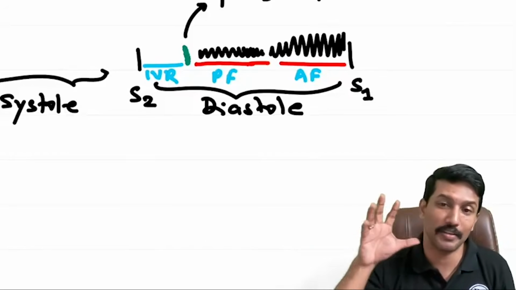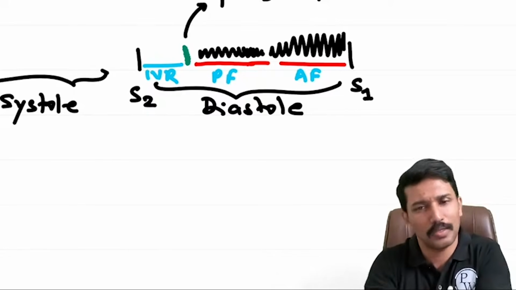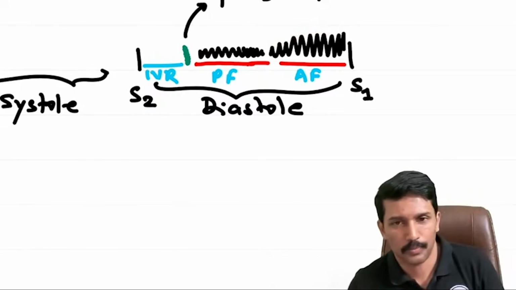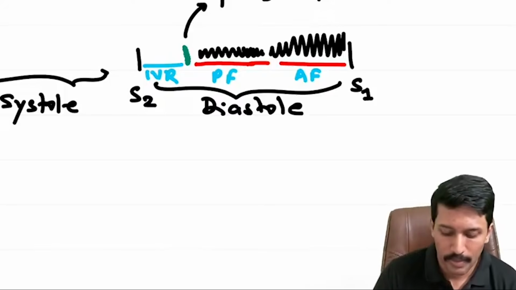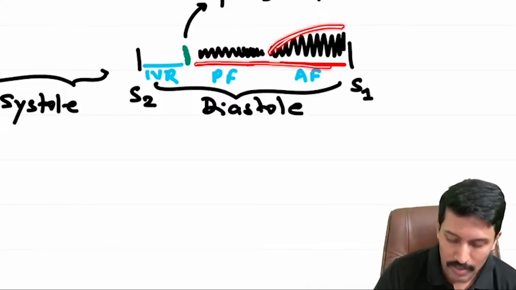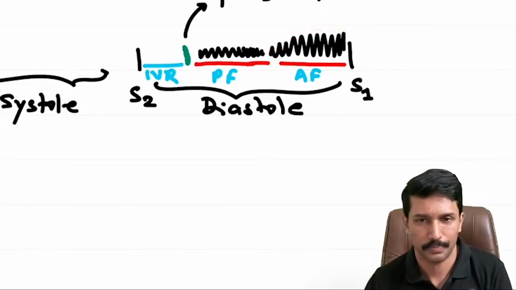But in active filling, the atria are contracting and pushing. So when I squeeze the blood through a narrow opening, turbulence is going to increase. So murmur intensity increases. So we'll call this murmur a mid-diastolic murmur. With this turbulence increase in active filling, we will call it presystolic accentuation.